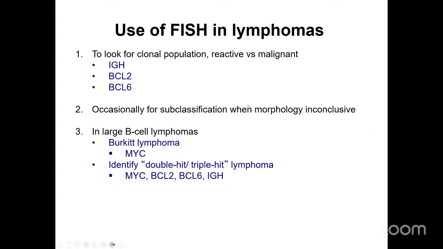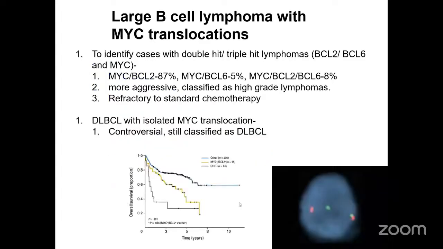In large B-cell lymphomas, we typically do FISH studies for MYC, BCL2, BCL6 to identify if it is a double hit or a triple hit lymphoma, which carries a worse prognosis as compared to other large B-cell lymphomas. So this is a study that talked about large B-cell lymphomas, and it identifies cases of double hit and triple hit. And they definitely do more aggressive. They are more aggressive, and they are classified as high-grade B-cell lymphomas.